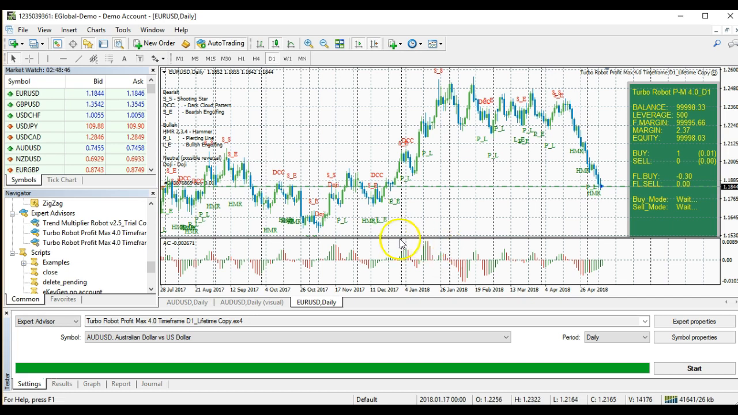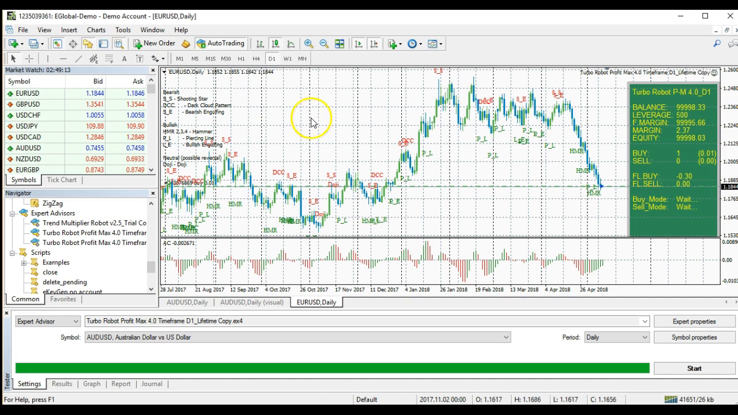All right, so I have here my MT4 platform. Remember to use a demo account. I will be using a demo account on MT4 for this training. From here we are using Turbo Robot Fabric Maximizer 4.0, on the one time frame. What I'm going to do now is teach you how to use the settings without using martingale.